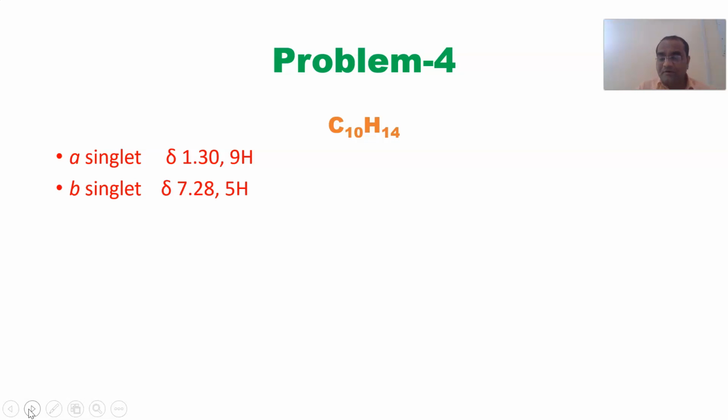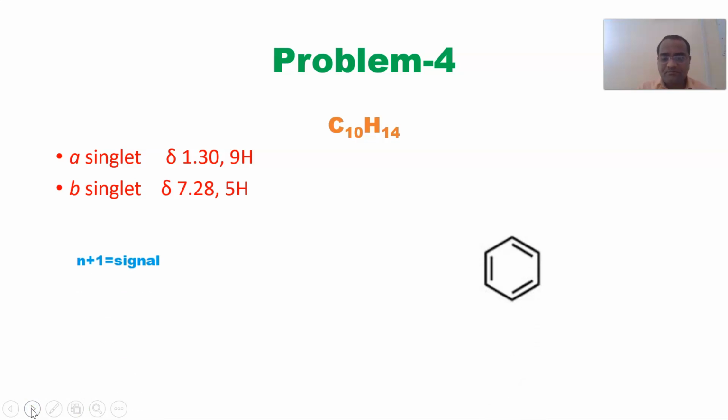So now we will look at the B signal first. From the B signal it has been understood that it is actually an aromatic proton, from the delta value. It is around the region of 7, so it is clearly indicating that it is an aromatic proton. And 5H means that it is a phenyl ring. Phenyl ring means what? The benzene ring has been substituted at one position, and that is why it is having 5 hydrogens. There will be 6 hydrogens on a benzene ring, but whenever it has been substituted, there will be only 5.